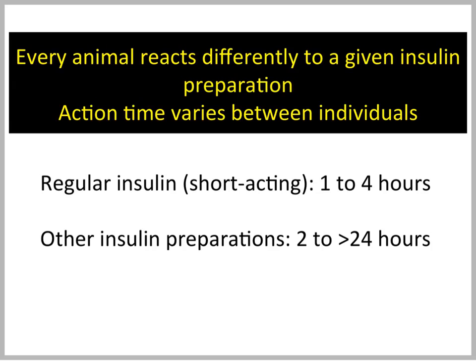It's important to remember that every animal reacts differently to a given insulin preparation and that the action time varies between individuals. While we can say that regular insulin given intravenously will act between 1 and 4 hours, the other insulin preparations really can have a wide variety of action times, and it is therefore necessary to find the action time for each individual animal that you start treating for diabetes. This makes it challenging, as you can imagine.